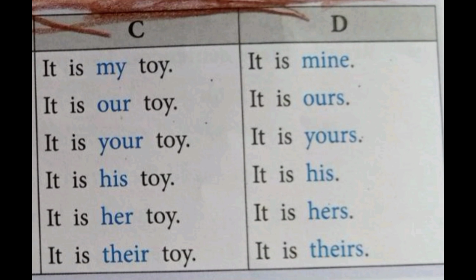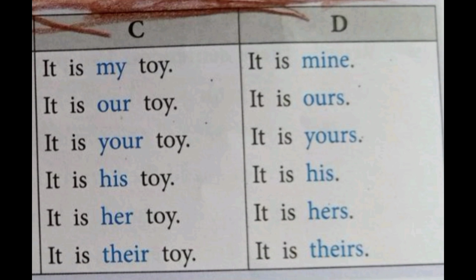Focus on the highlighted words of column C that are my, your, his, her, their. Notice that they are basically showing belonging of someone. Like, it is my toy. It is my belonging, meaning that it is my toy. That means all these words are showing belonging. That's why these are adjectives. And not only adjectives, as we have discussed, these are possessive adjectives because they are showing belonging of someone. So these words are given before a noun. That's why they are representing possessive adjectives.